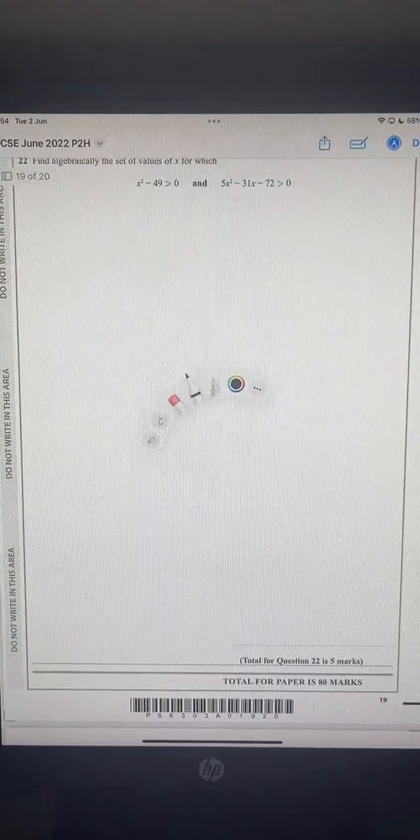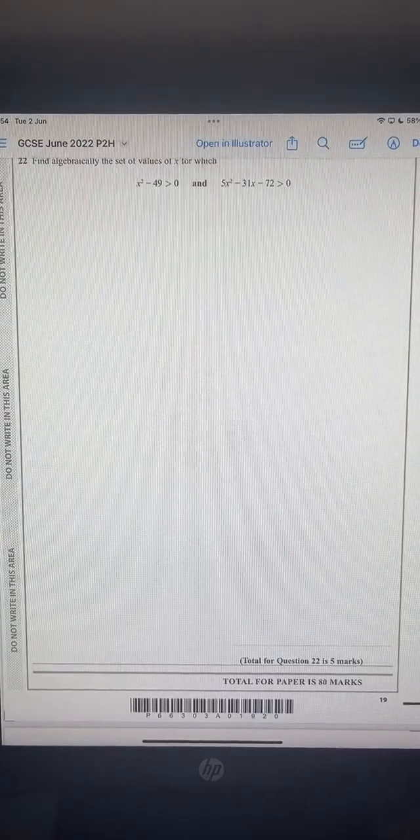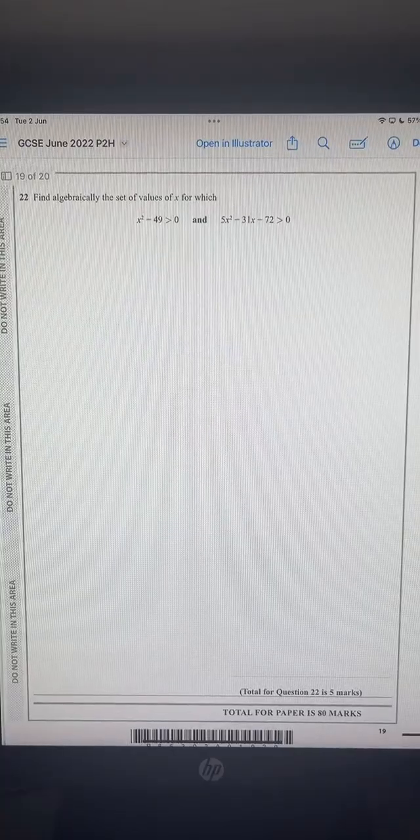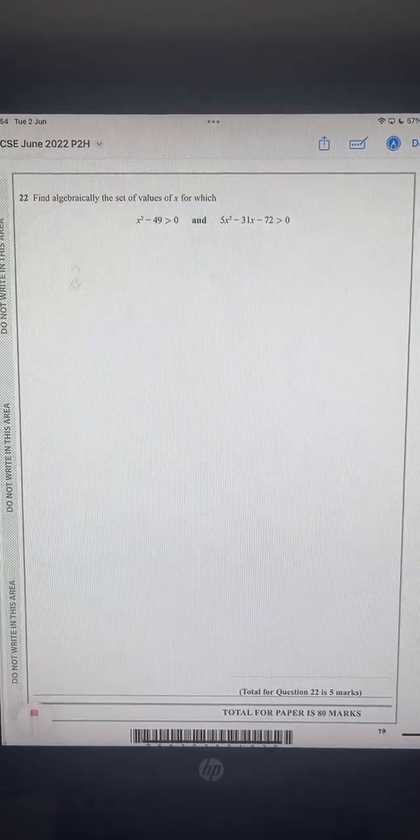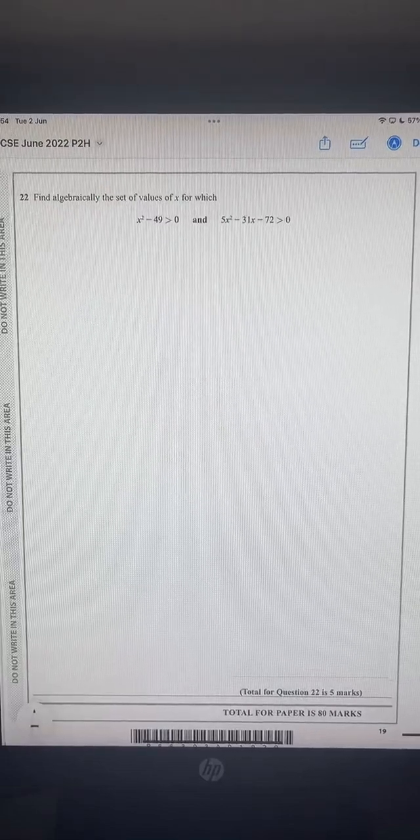Find algebraically, let's just check my pen works now. One second, because my pen has been acting up for a second. Let me just connect it. Is the rubber gonna work? Nice. Okay, my pen is back to normal.